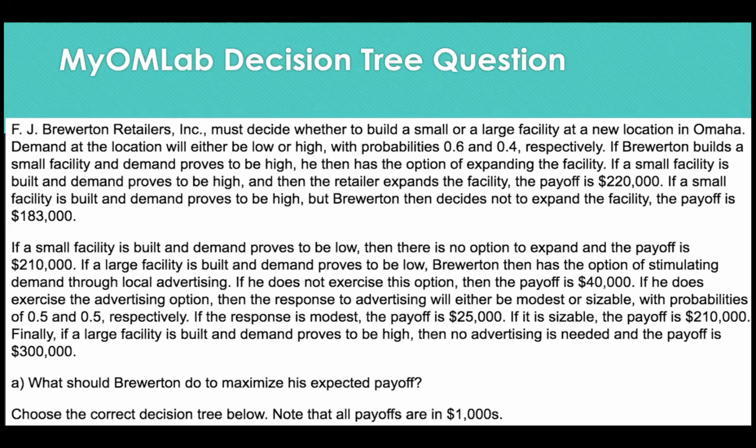Finally, if a large facility is built and demand proves to be high, there is no advertising needed, and the payoff is $300,000. What should Brewerton do to maximize his expected payoff? Choose the correct decision tree below. Not all the payoffs are in the $1,000. Thank you. So you don't have the choices here.